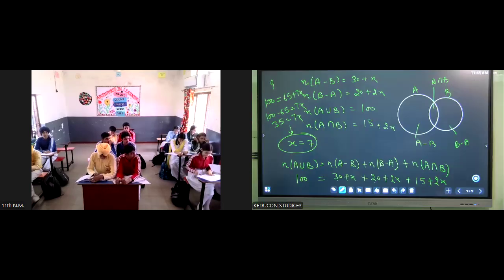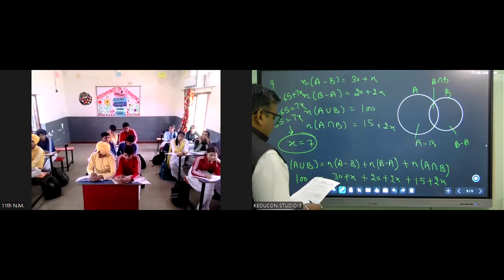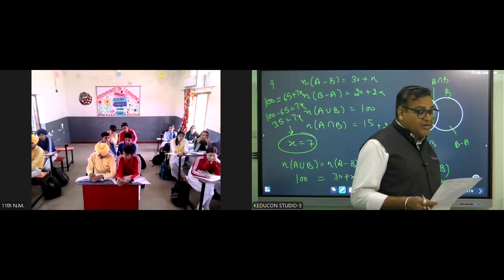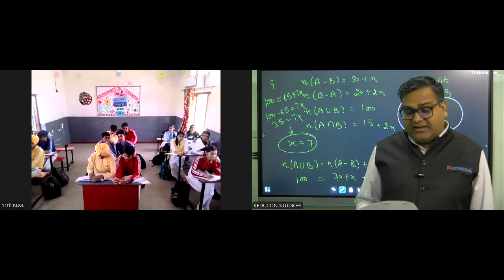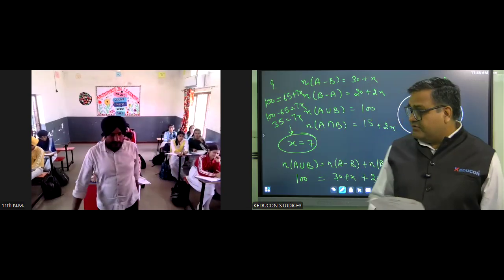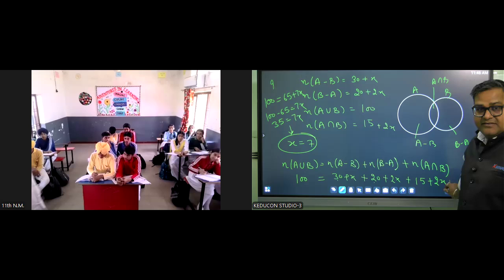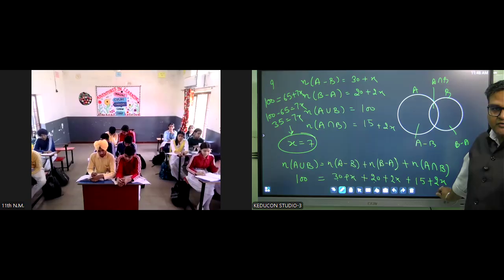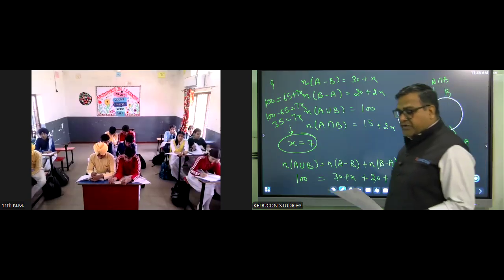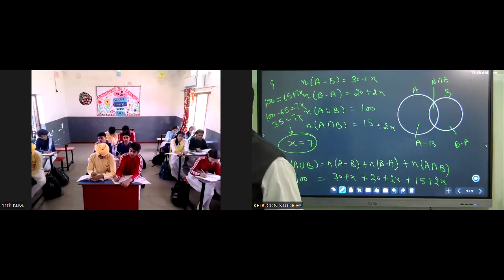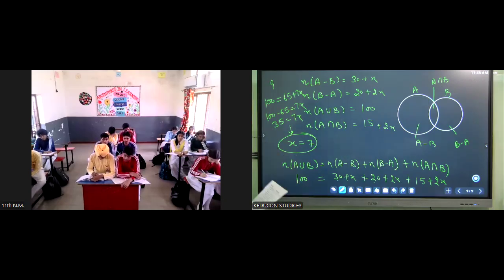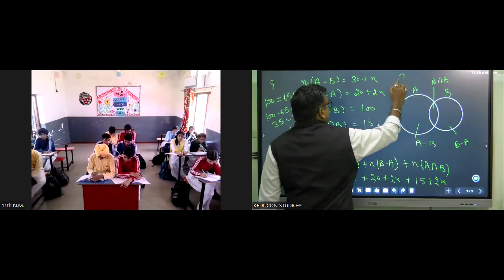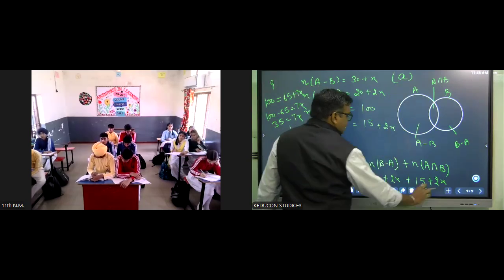So therefore, this is the correct statement. Assertion is correct. Now comes to the reason part. n of A union B equal to same formula लिखा हुआ बेटा यहाँ पे. Is it the same formula? Yes, sir. So therefore reason is true and is the correct explanation. तो आंसर कौन सा हो जाएगा बच्चों? A choice. A choice will be the right answer.